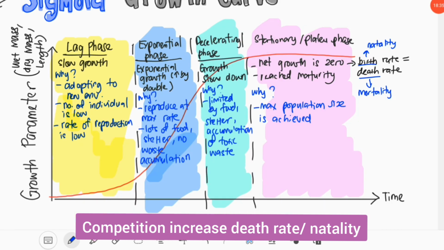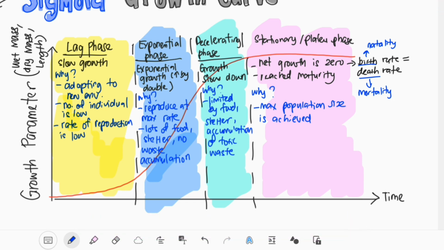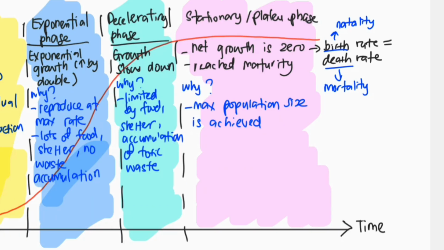The last phase is stationary phase ataupun plateau phase. So in this phase kita nampak dia punya growth curve tu akan mendatar. So plateau tu maksudnya mendatar, stationary tidak berubah. So kenapa? It's because the net growth is zero. Net growth, bukannya growth is zero. So jangan confuse net growth with growth. So net maksudnya birth rate equals to death rate.